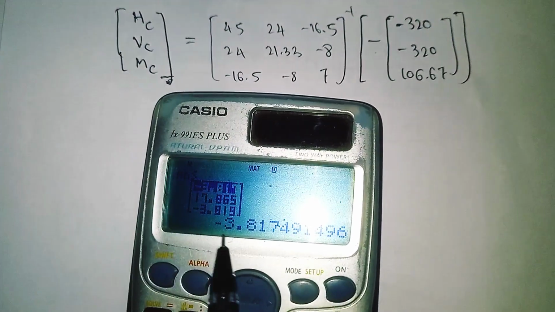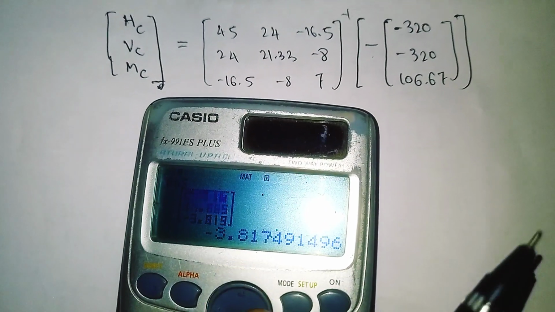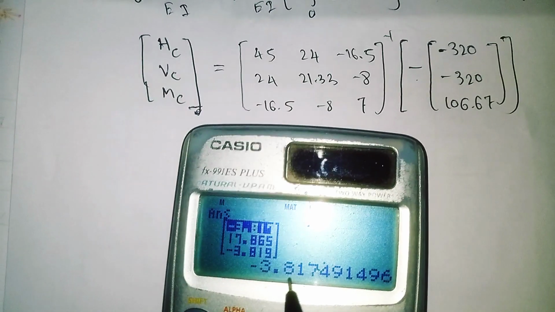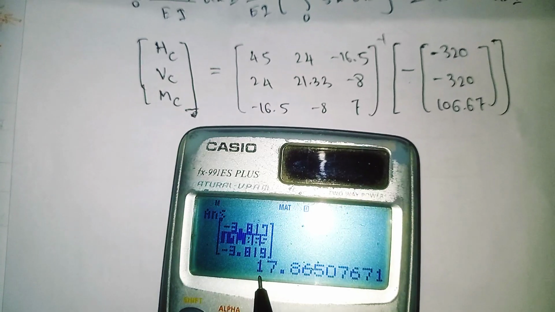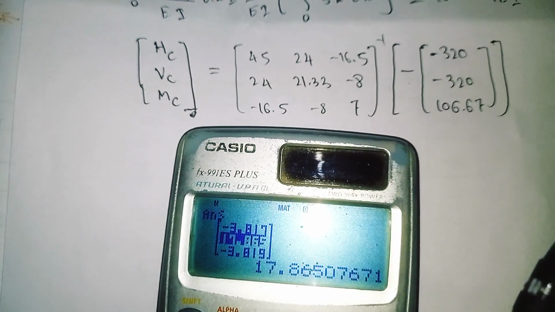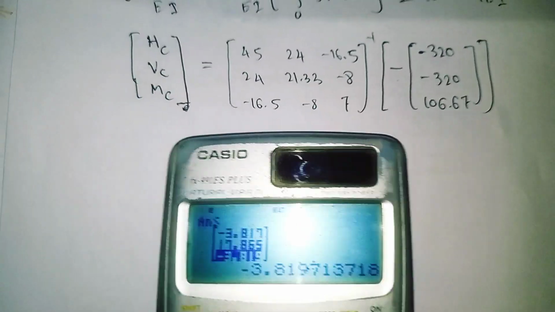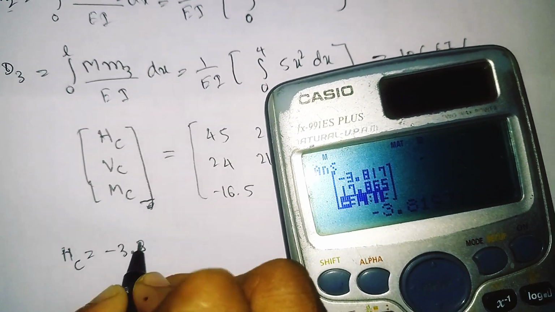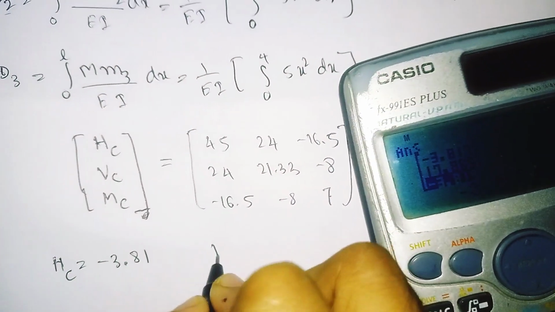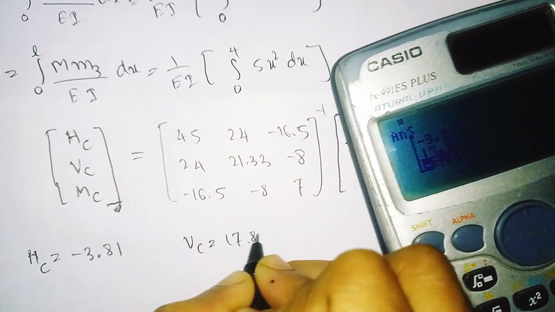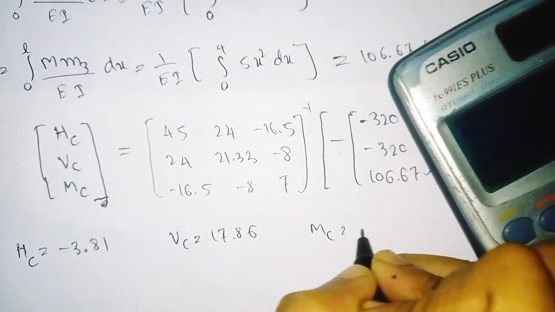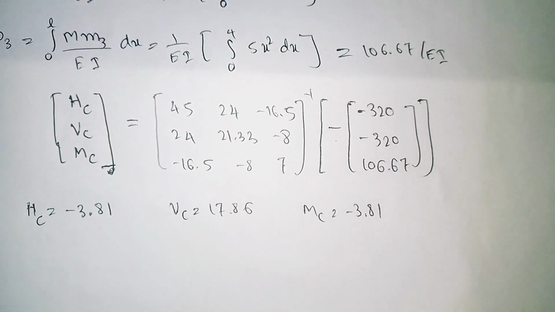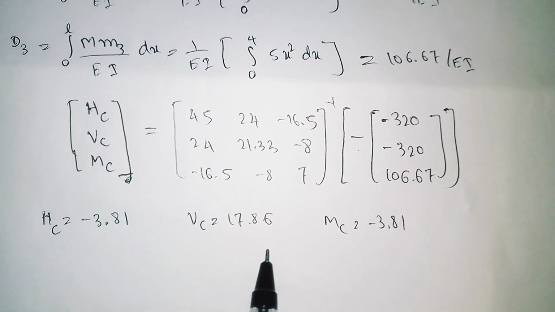Now solve it, our values will come. So our HC value is nothing but minus 3.81, and VC value is nothing but 17.86, and MC value is nothing but minus 3.81. So write all the values here. HC value is minus 3.81, VC value is 17.86 and MC value is minus 3.81. So this is how we need to find all the values by using the calculator.